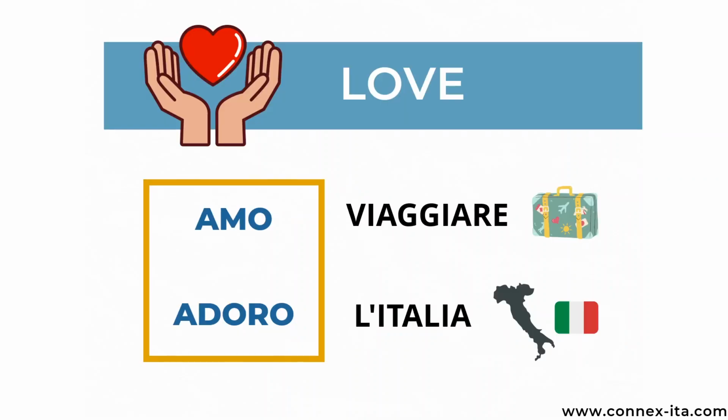Then if you really love something, these are a couple of options. Amo and adoro. So for instance, amo viaggiare. I love traveling. Adoro l'Italia. I adore Italy. The second verb, adoro, is a bit stronger than the verb amo.